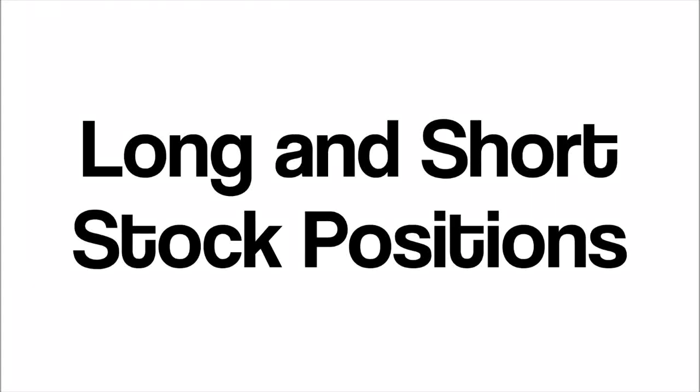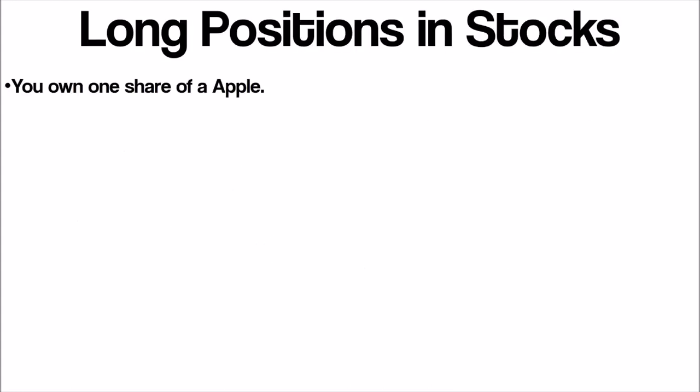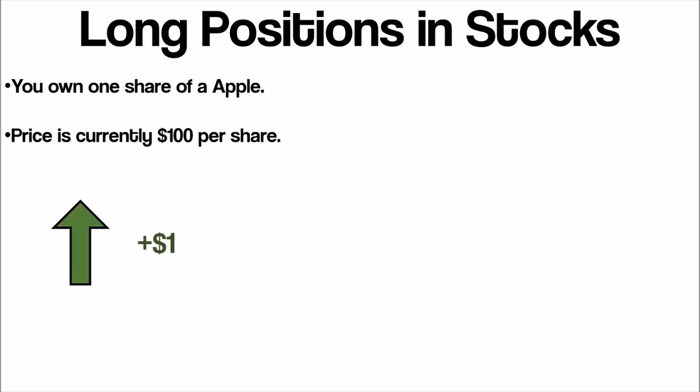Okay, so in this video I'm going to quickly run through what long and short positions in stocks are. So let's first consider a long position, and let's say you own a share of Apple. And let's say, for example, the price of Apple currently is $100 per share. So if the price goes up by $1, that means the price is now $101 per share.